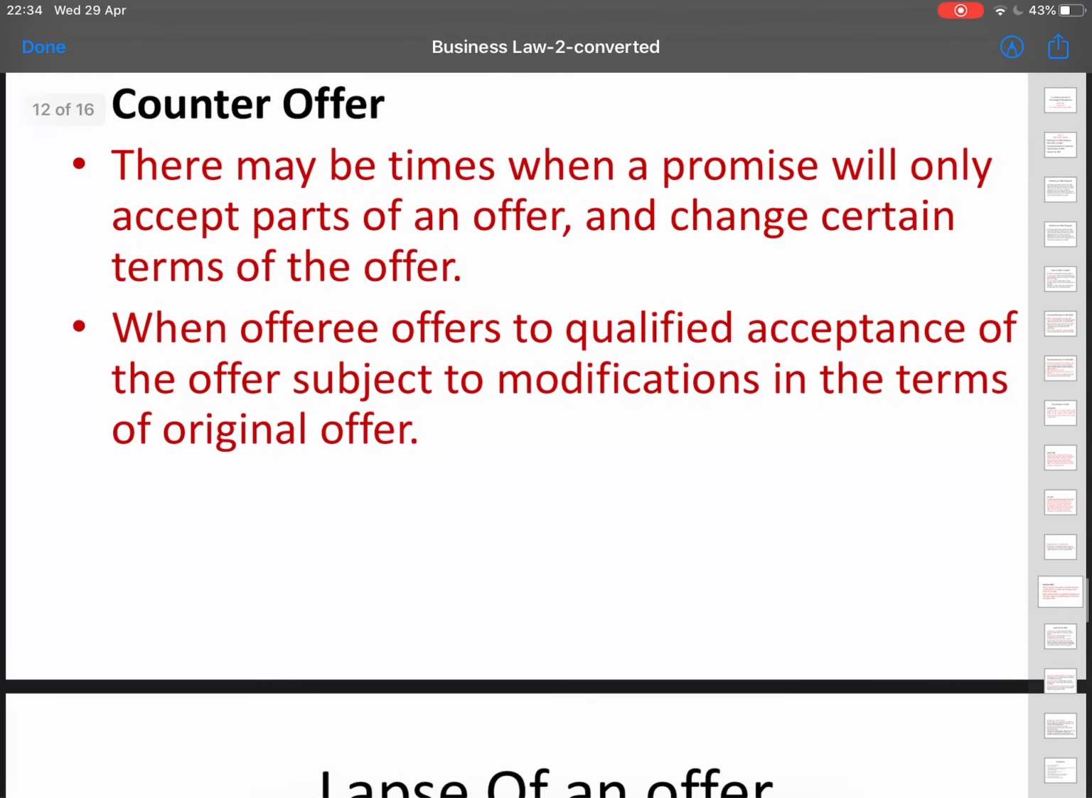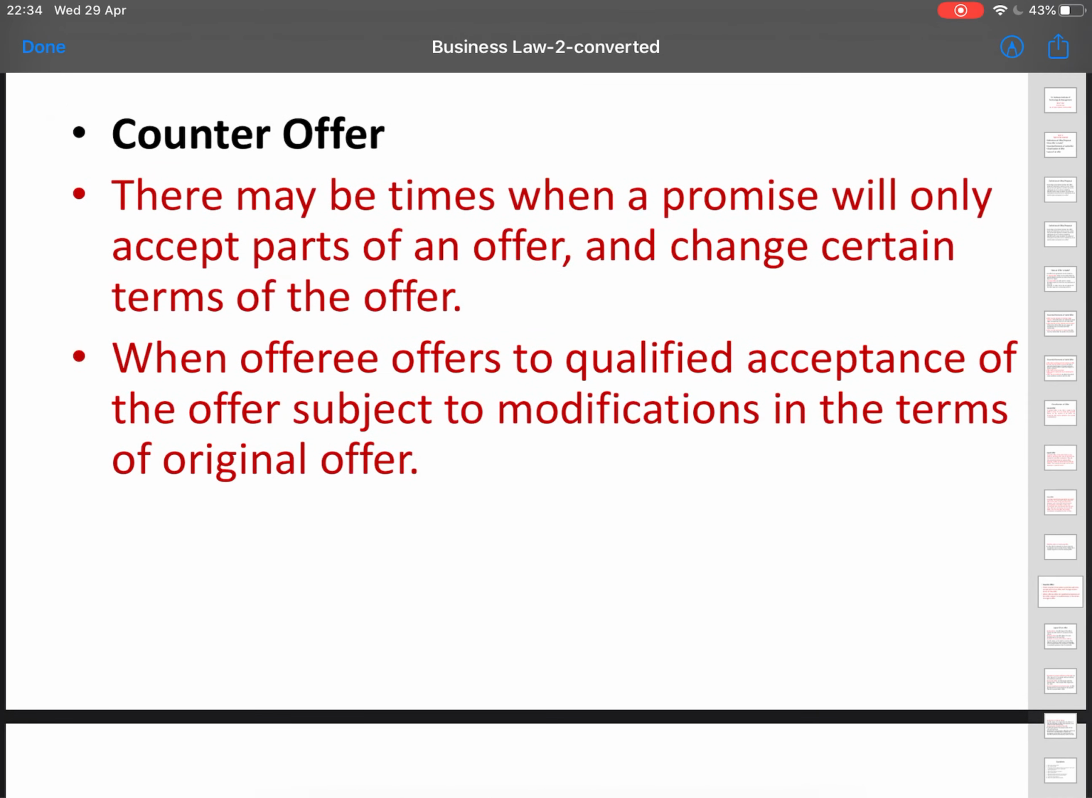The last classification is counteroffer. When the offeree offers a qualified acceptance of the offer, subject to modifications and variations in the terms of the original offer, he is said to have made a counteroffer. A counteroffer amounts to rejection of the original offer. So, when the offeree offers a qualified acceptance subject to modification in the terms of the original offer, the first offer automatically gets rejected.